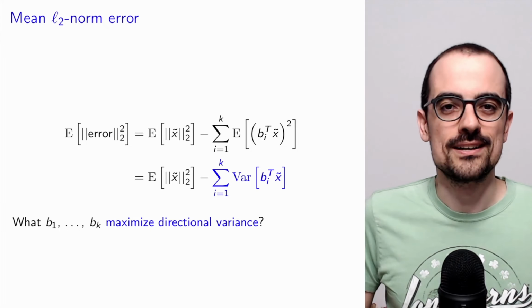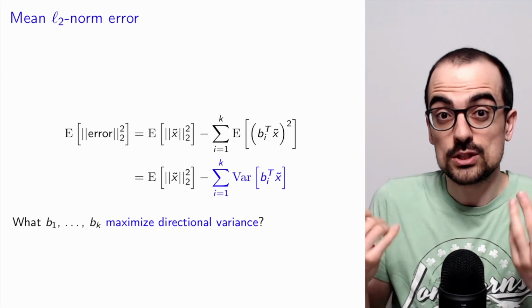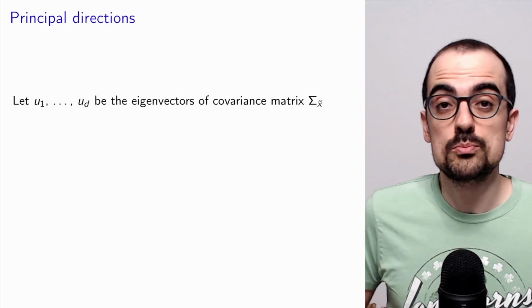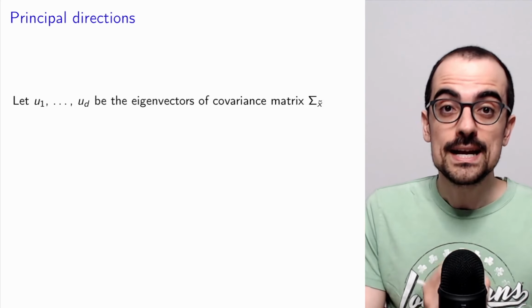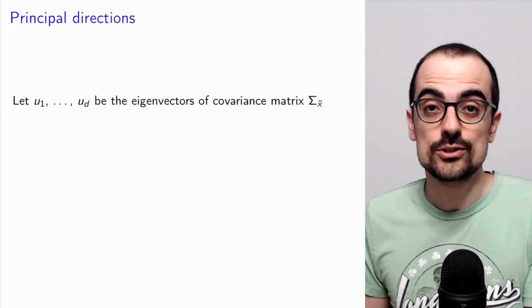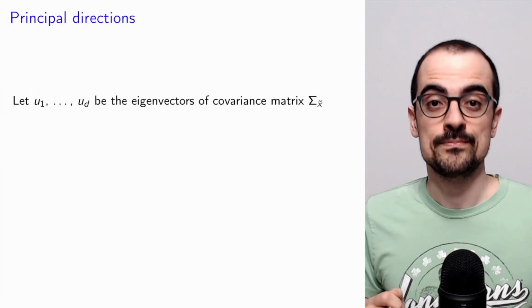I will let you think about that for a couple of seconds, or you can stop the video. But we've talked a lot about this, right? We talked a lot about this when we introduced principal component analysis. The principal directions of the random vector, which are obtained by computing the eigenvectors of the covariance matrix, satisfy the following property by the spectral theorem.